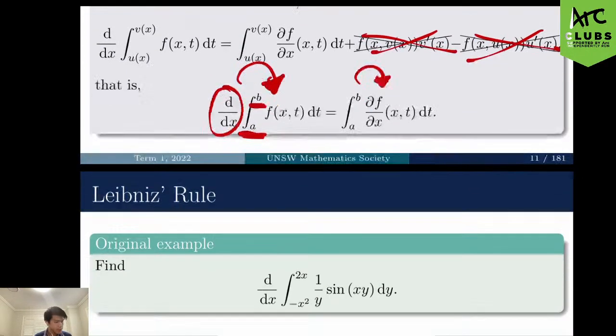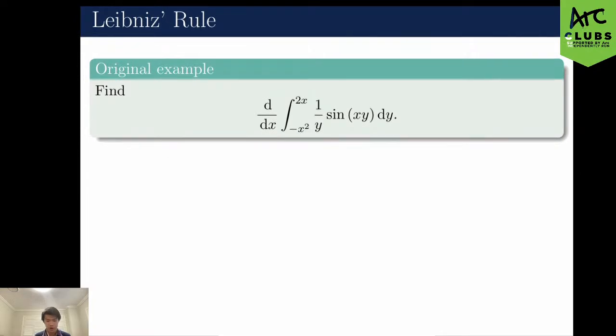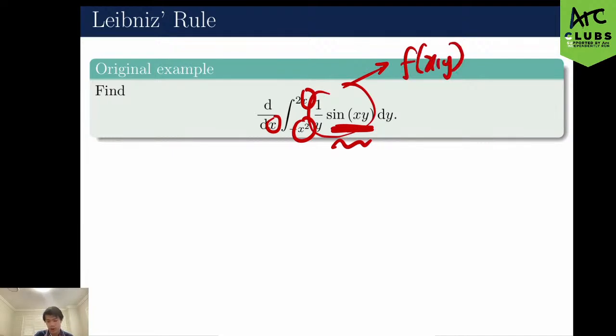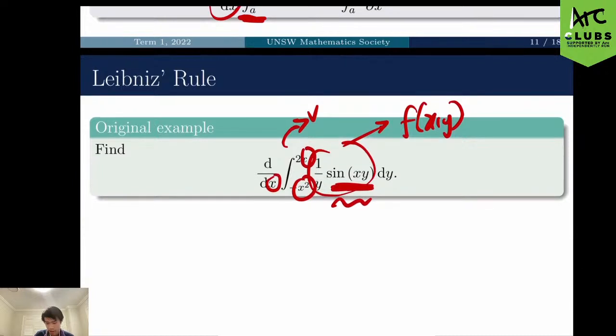Cool. Right, so hopefully that kind of makes sense, but an example will make it a bit clearer. Okay, so we're trying to differentiate this, and, well, why do we use Leibniz's rule? Because we're differentiating something with respect to x, where the bounds actually depend on x, right? And also the function inside depends on x. So, well, I'll just point this out. This is going to be f(x,y). This is going to be, which one was u and v? This is going to be v(x). And this will be u(x).